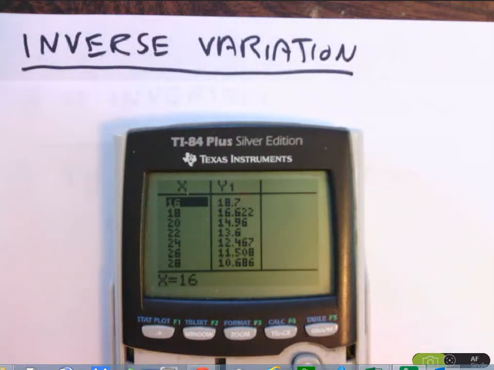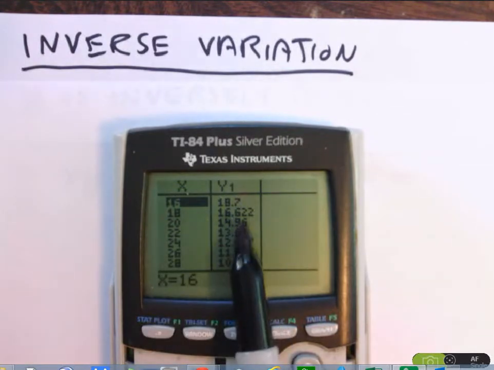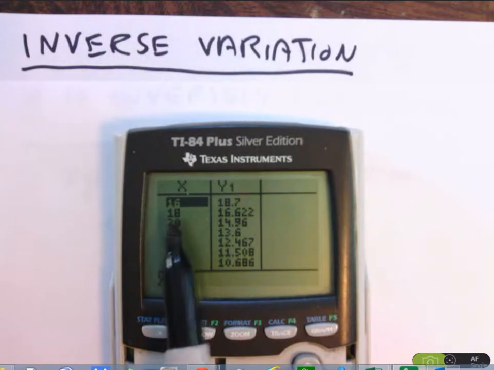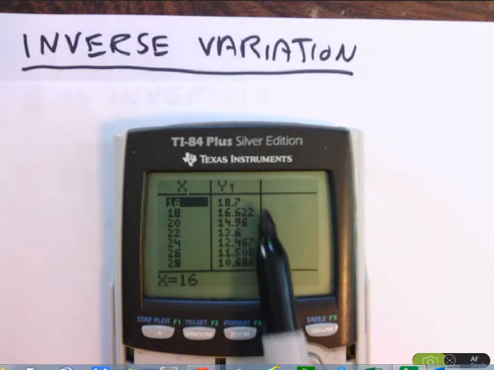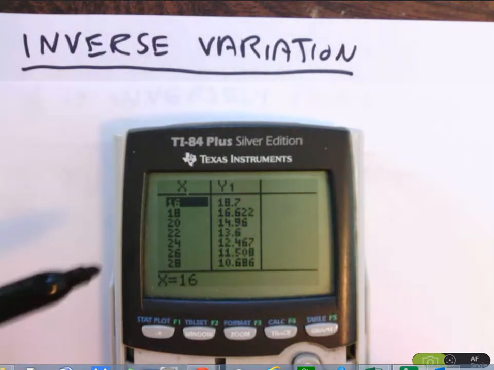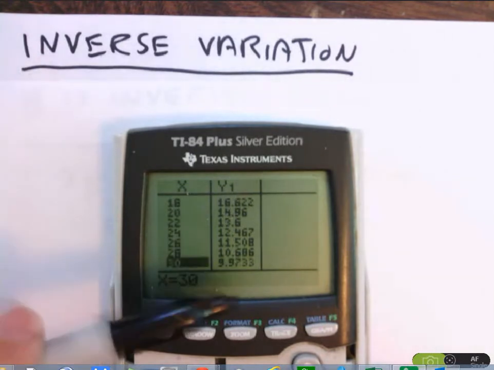Hi, I'm going to show you how to do inverse variation. This is an example. This deals with a running race, and the input here is time, and the output is speed. So if you have a shorter time, your speed will be greater. As the time gets longer, the speed gets smaller.